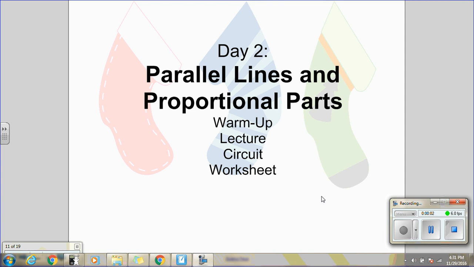Unit 6, Day 2 notes. Today we're going to discuss more about similar triangles as well as parallel lines and their proportional parts.